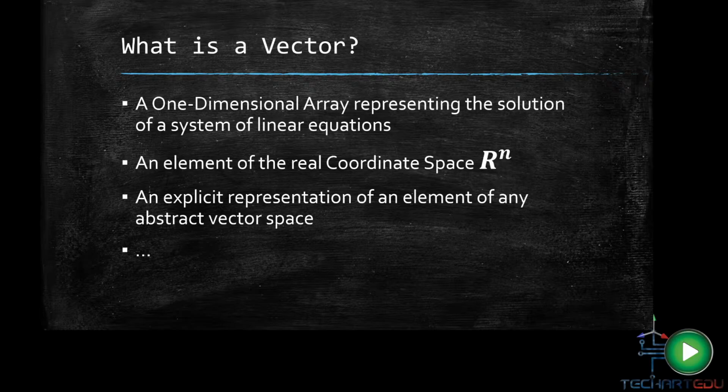That's kind of abstract. It's an element of the real Cartesian space R^n. What does that mean? Well, that's math speak, meaning that a vector can be any dimension. It could be of one dimension, I mean, one object. It could be 3, like X, Y, Z, or red, green, and blue, or it can even be 20 dimensions big. Now, what are you going to do with those 20 dimensions? I haven't the foggiest idea, but they're there if you want to use them. And it's an explicit representation of an element of any abstract vector space. Those last two points are saying they can be any size that you want.